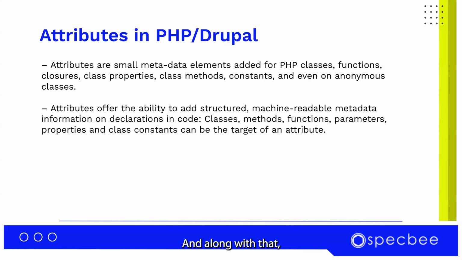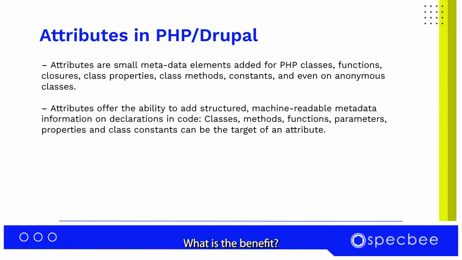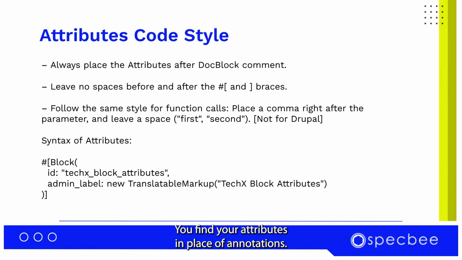Along with that, this is very similar to annotations, but the main benefit of using attributes is that they are processed at compile time, not at runtime. We'll see in the next slide the benefit and how to define your attributes in place of annotations. So this is the syntax of how we can use attributes instead of annotations.